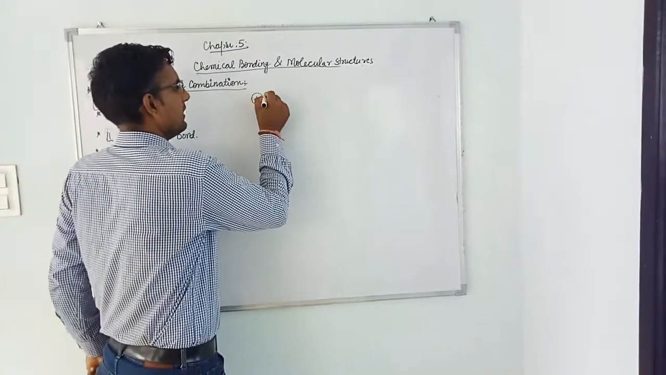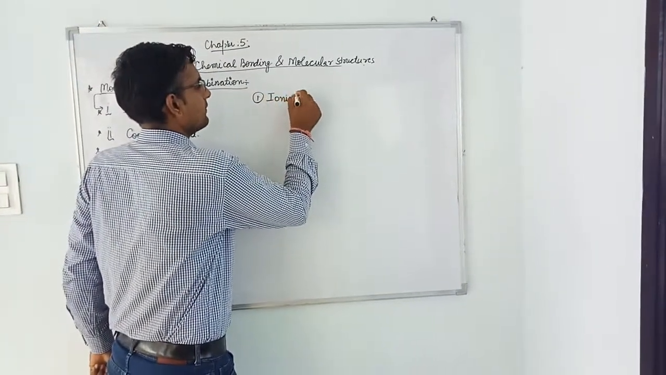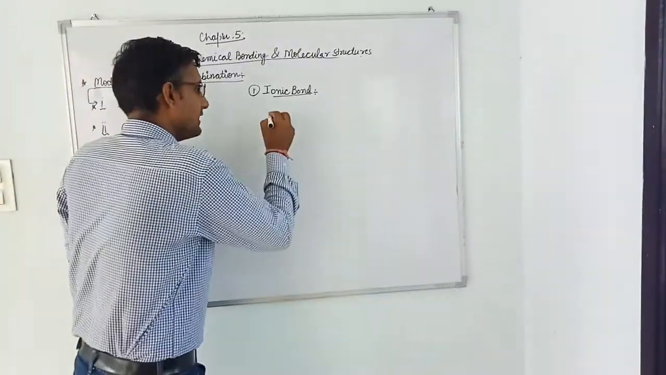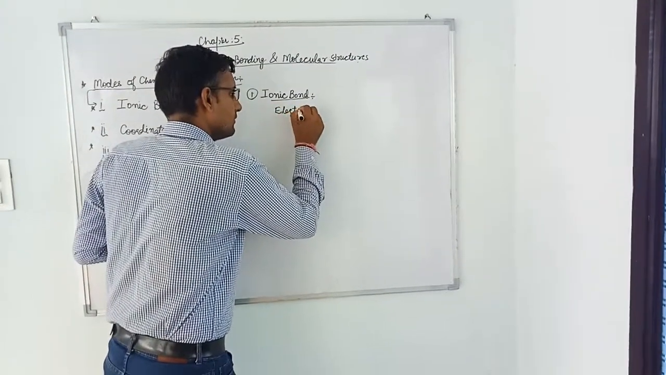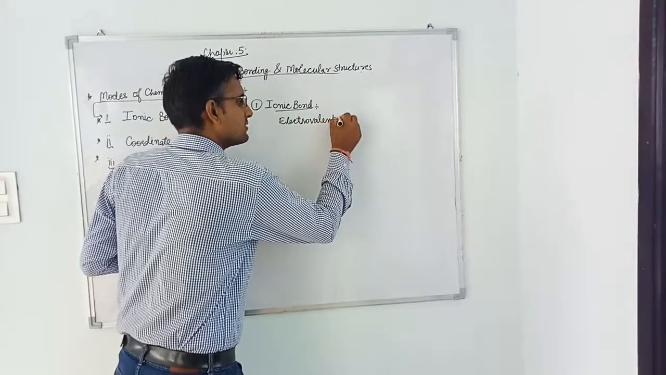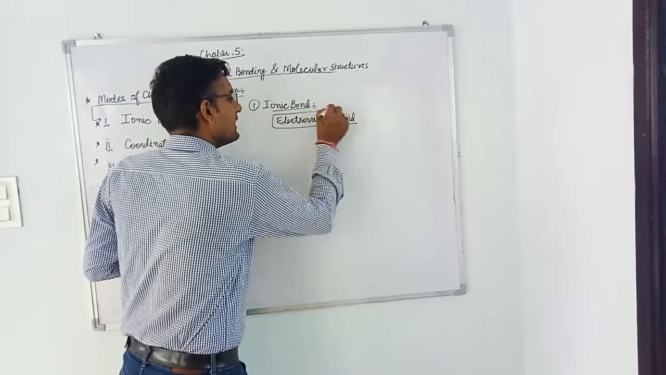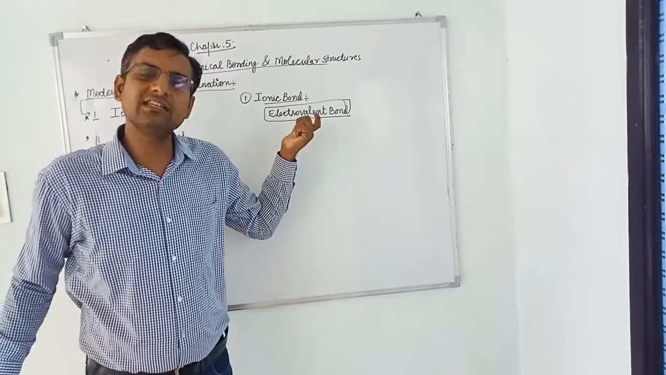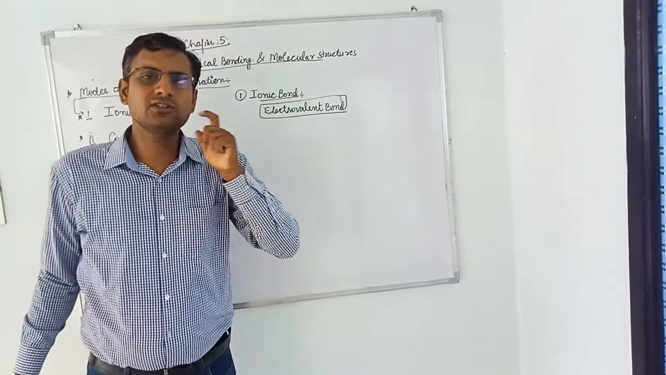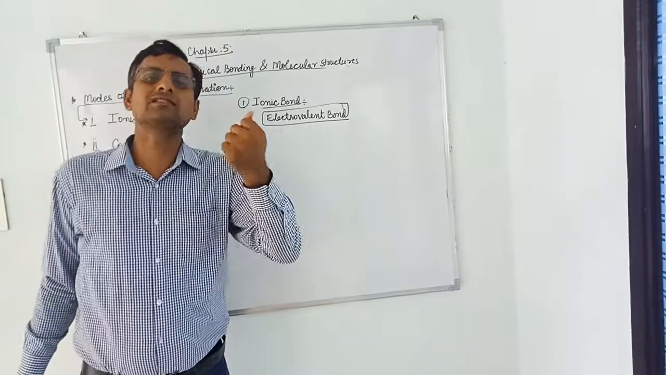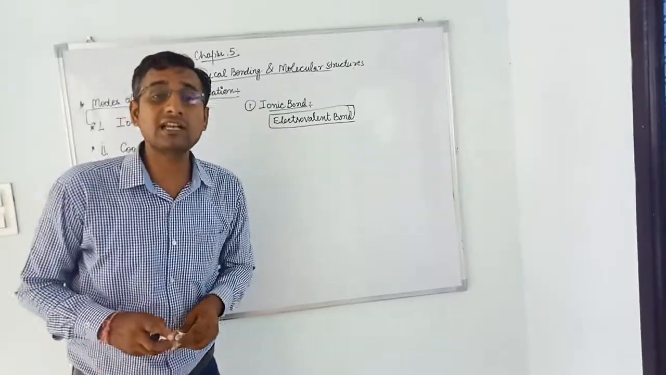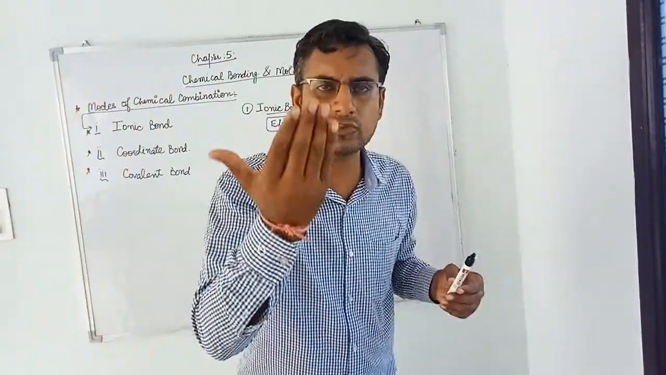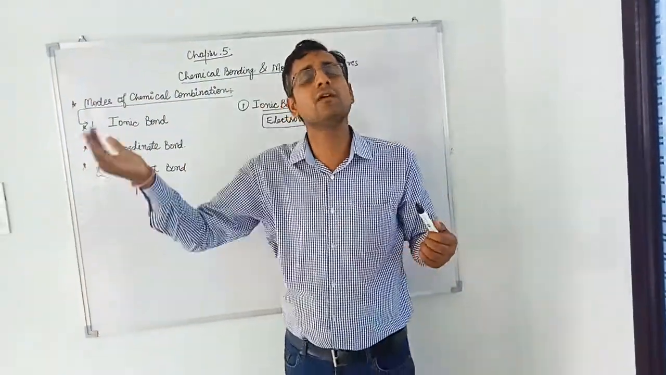First, there is the ionic bond. Ionic bond is also called the electrovalent bond. Electrovalent, as the name suggests, is the bond which is formed by the electrovalency of the atoms. What is the electrovalency of sodium? That is +1. After losing one electron, sodium becomes Na+. What is the electrovalency of chlorine?